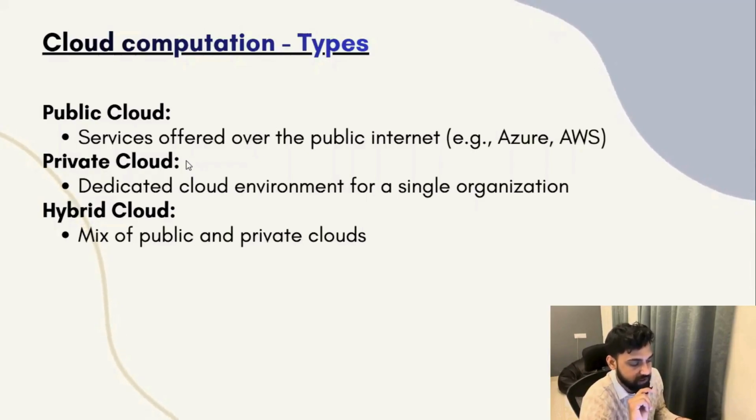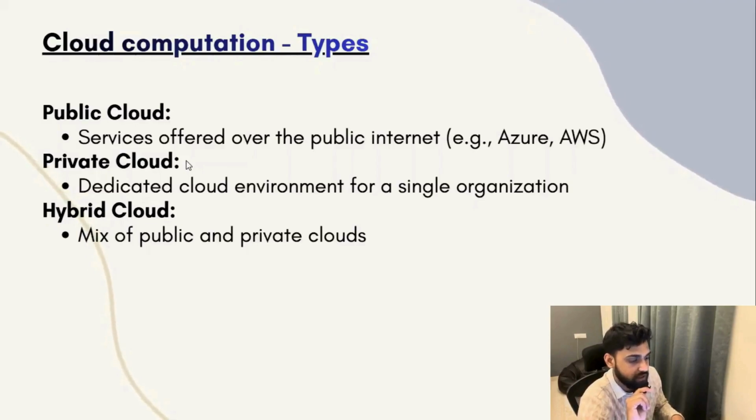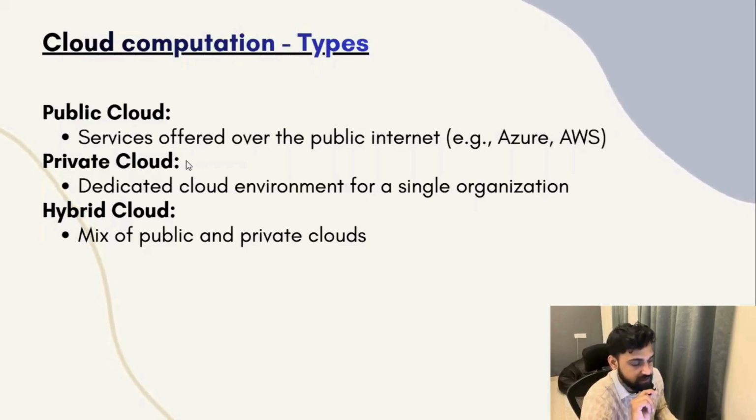Then we have the hybrid cloud as well. Sometimes a company sets up some servers at its own place and also buys some cloud at Azure or AWS. So hybrid means it's a mix of both public and private.